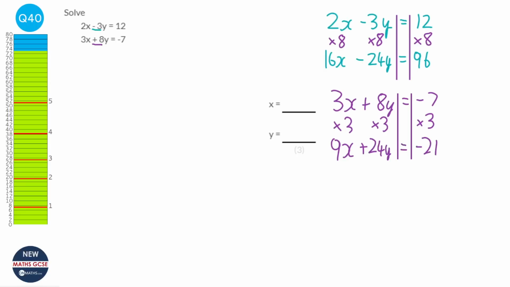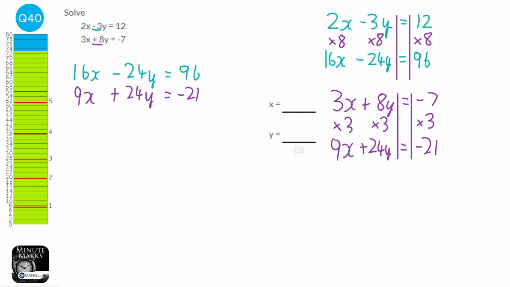So I'm going to write these out again, so 16x minus 24y equals 96, and 9x plus 24y equals minus 21. So with simultaneous equations we're working downwards, so I'm just going to show that with circles. Make sure the signs go with the y's. And we're either going to add or subtract to these. I'm just going to make that more clear. That's 96.